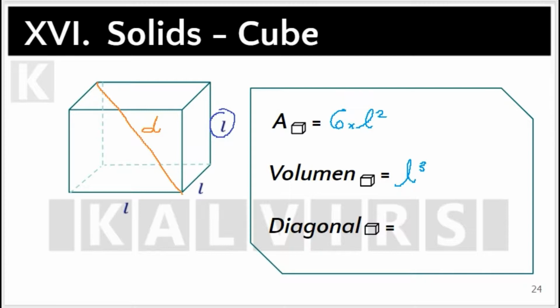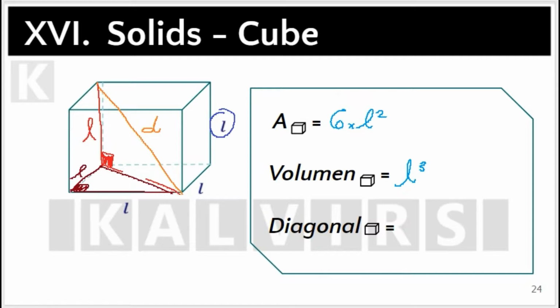What's the diagonal of the cube in terms of L? We will find the diagonal of the cube in terms of L by applying the Pythagorean theorem. The leg of the left side is L. We need to find the value of this leg. But first, we will focus on this right triangle. The measure of this leg is L as well.